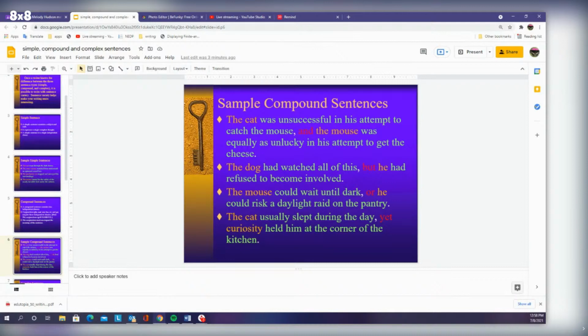The dog had watched all of this, but he had refused to become involved. The dog had watched all of this, right? Could be a period. He refused to become involved. Again, it could become a sentence on its own, joined together by the word but. Another conjunction. Let's look at the third. The mouse could wait until dark, or he could risk a daylight raid on the pantry. And then the cats usually slept during the day. Yet, curiosity held him at the corner of the kitchen.